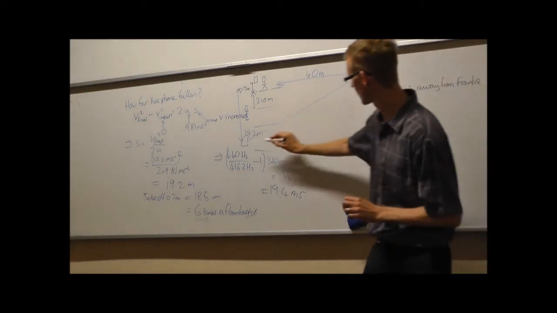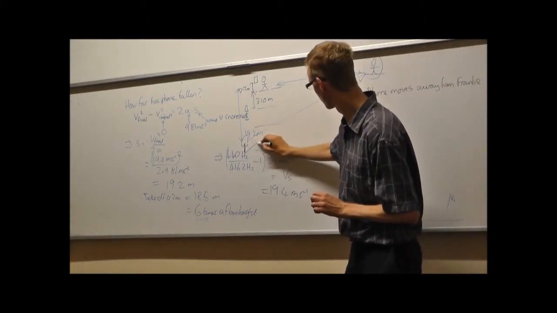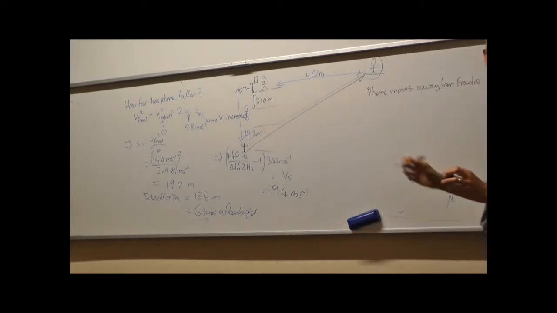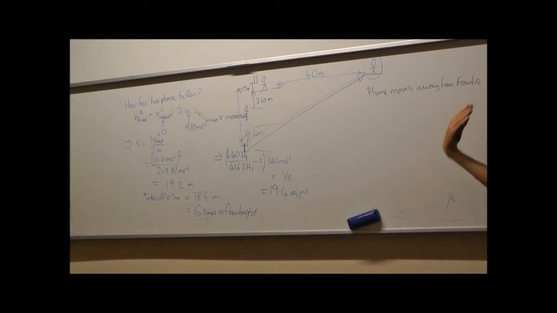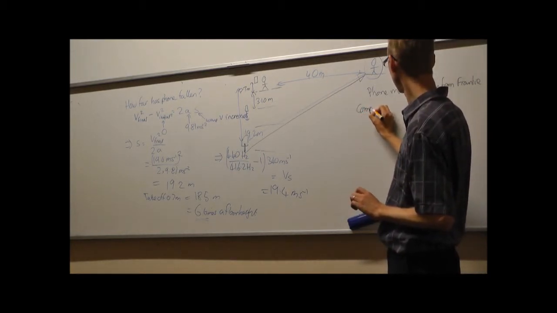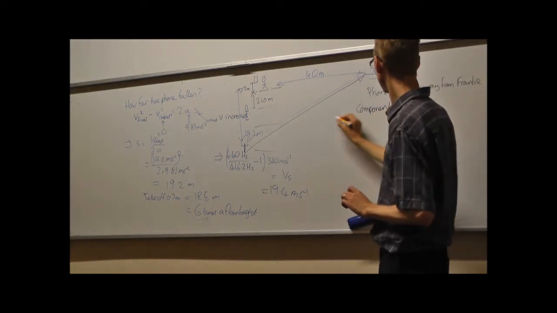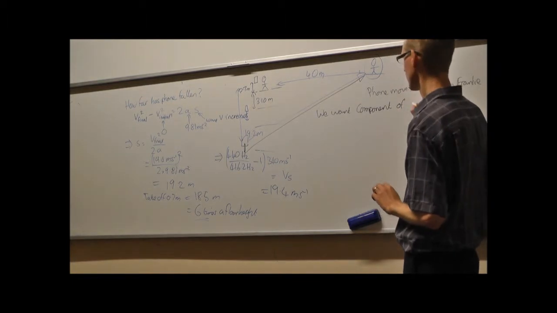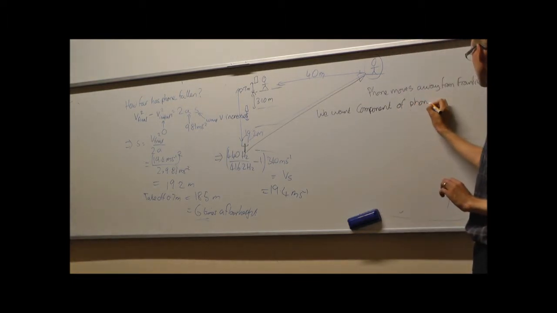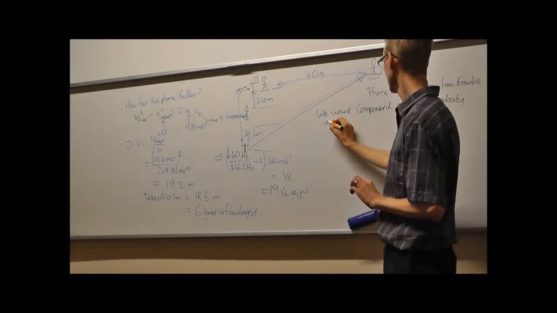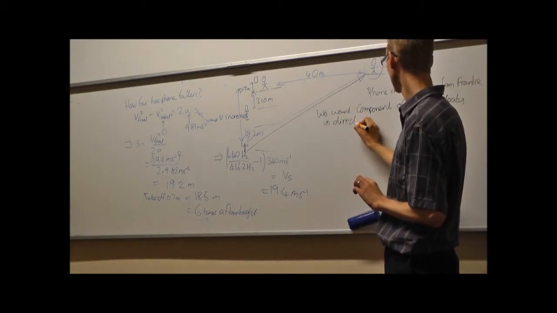Because we can see as it drops a little bit more, this distance is going to be greater than that distance. So I think the question is how much more quickly does it move away? So we want to know the component of the phone's velocity in direction away from Frankie.